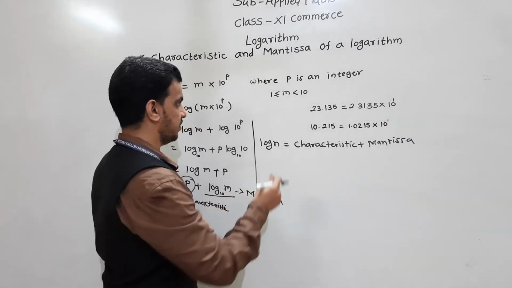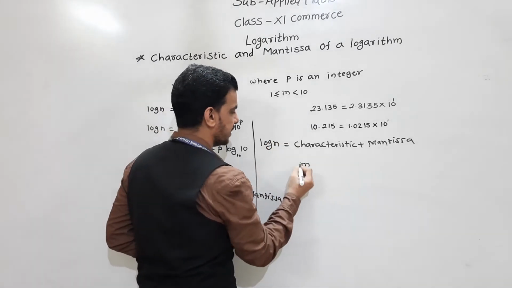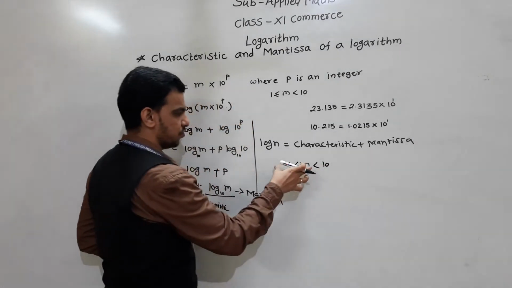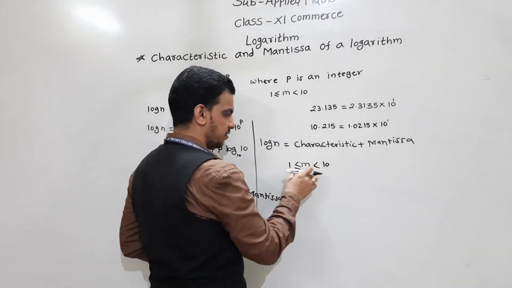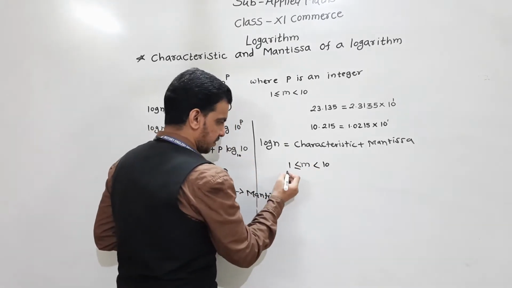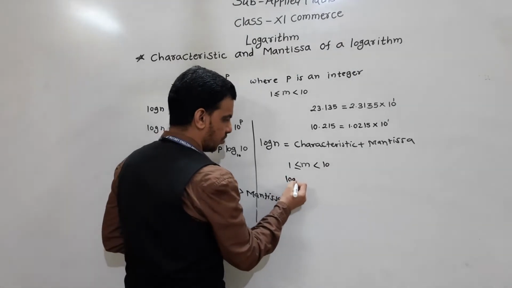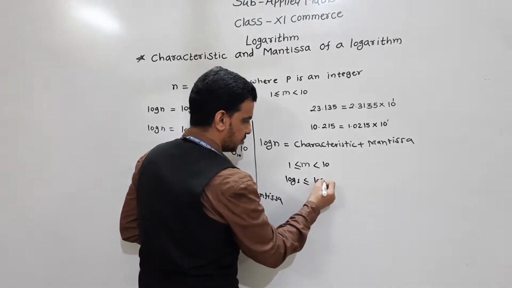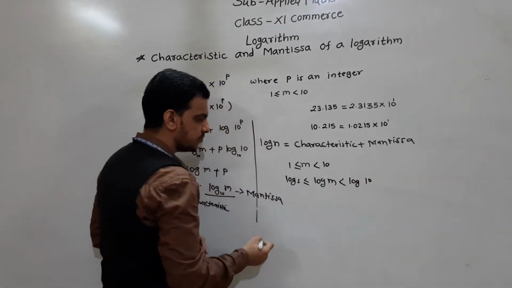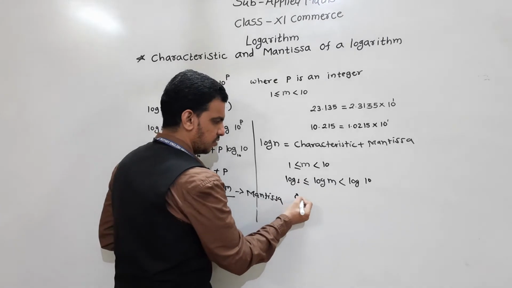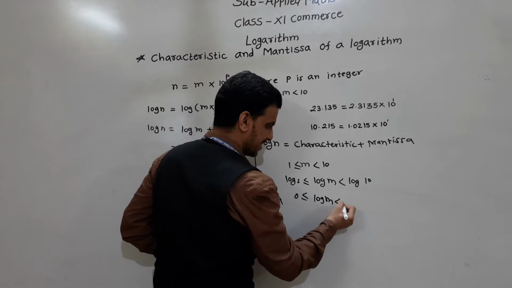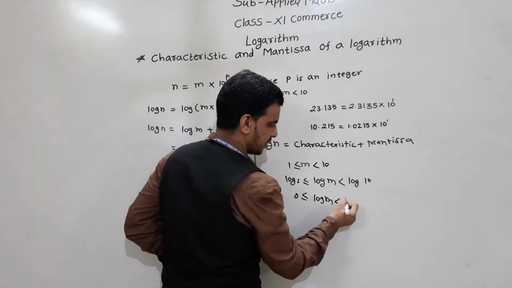One more point remains. If m is in between 1 to 10, so the value of m is in between 1 to 10, so m is greater than or equal to 1 but less than 10. So when we take log of this, log 1 is less than or equal to log m, which is less than log 10. We know that log 1 is 0, so log m is greater than or equal to 0 and less than log 10 to the base 10, which is 1.